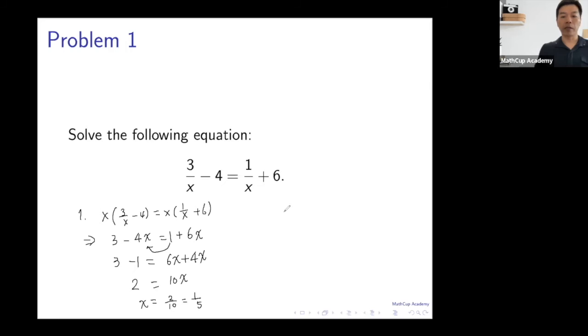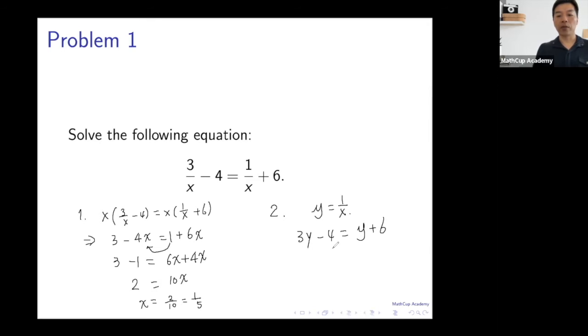The second approach is you realize that this here is 3 times 1 over x minus 4 plus 1 over x plus 6. If we use a substitution, let y equal 1 over x, then this equation becomes a linear equation in terms of y. And if we can solve for y, clearly 1 over x equals y, so x is just the reciprocal of y. So clearly we can just solve it. So let's first do the substitution: 3y minus 4 equals y plus 6.